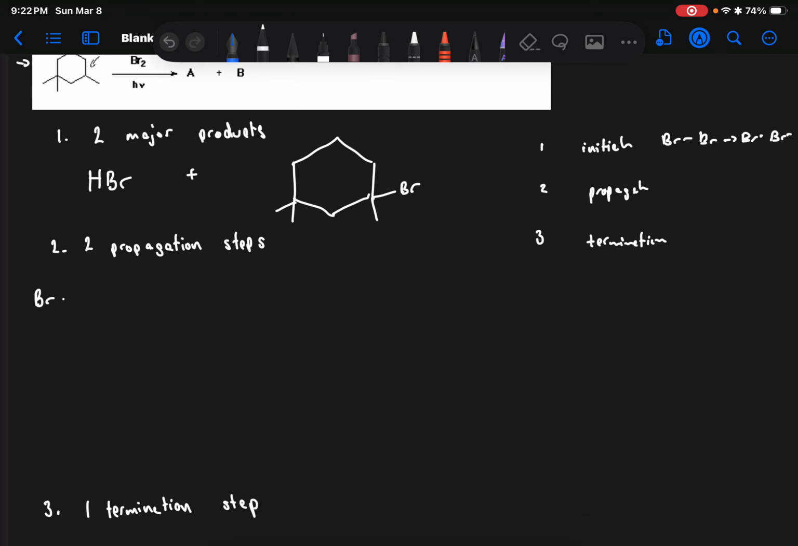A way to recognize if it's a propagation step is if we have a radical on both sides of the equation. So if we have a radical here, another radical there, that's how you know it's propagation.